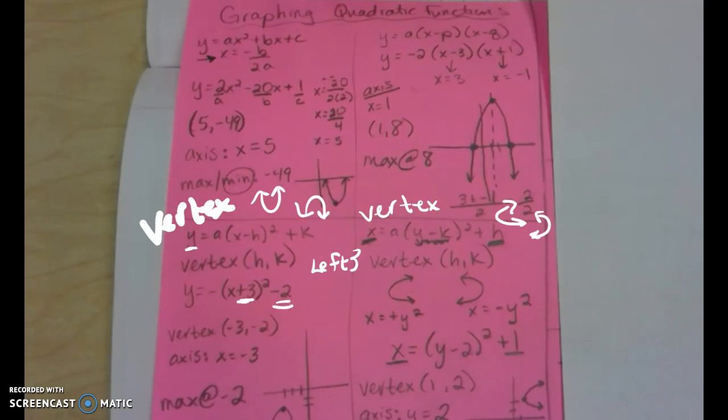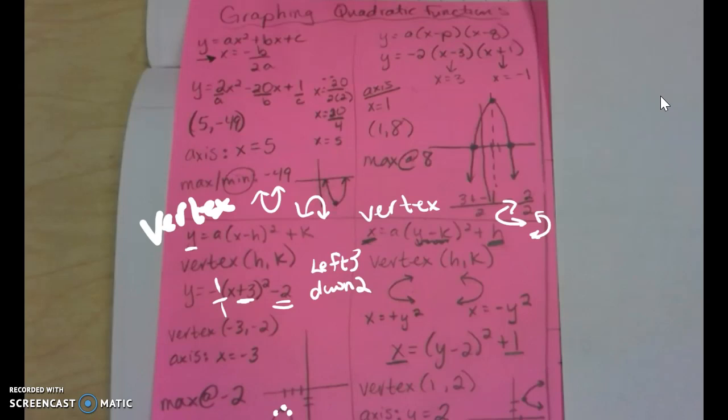And then this number here tells me I go down 2. And so that's why it's to the left 3 and down 2. It's kind of hard to see this picture, but you can see I went to the left 3 and down 2 for my vertex. And then it went down 1 over 1. So down 1 over 1.